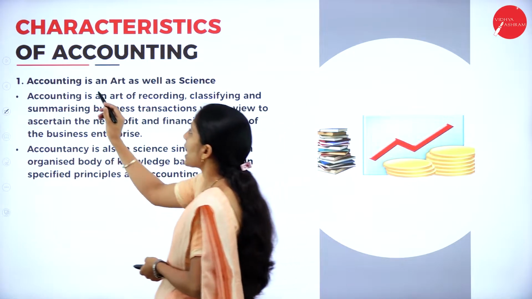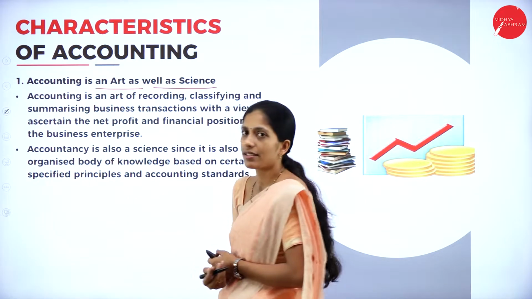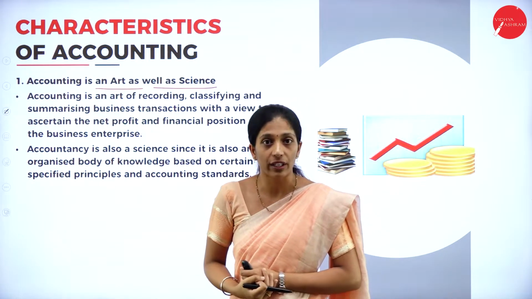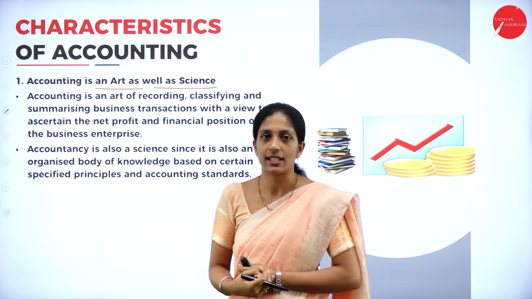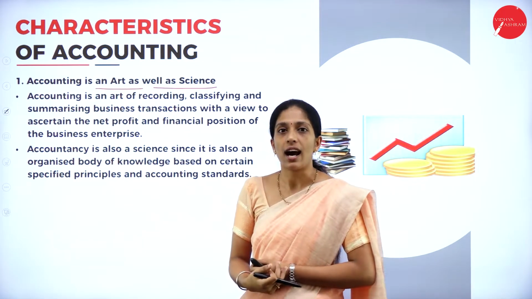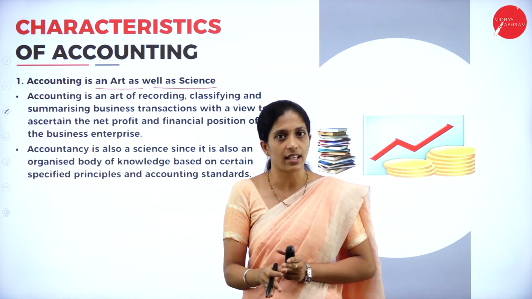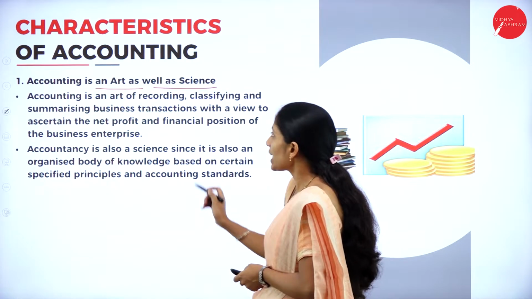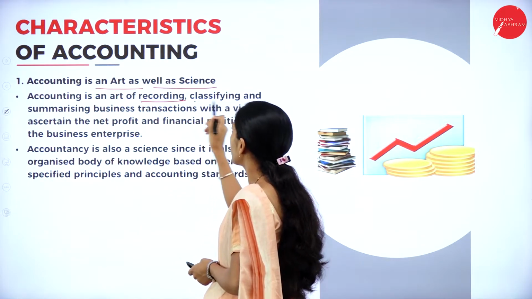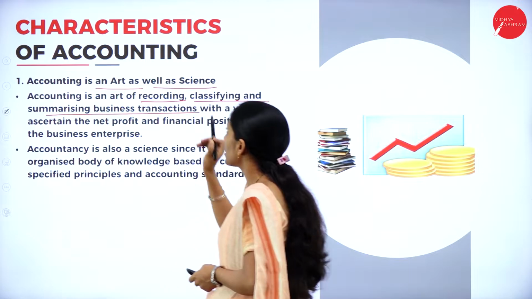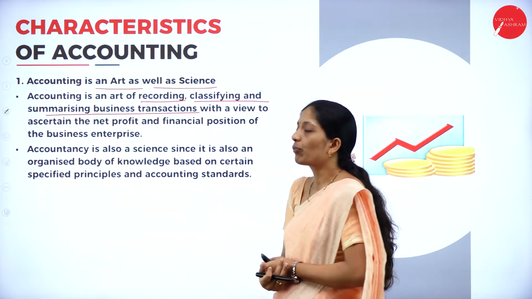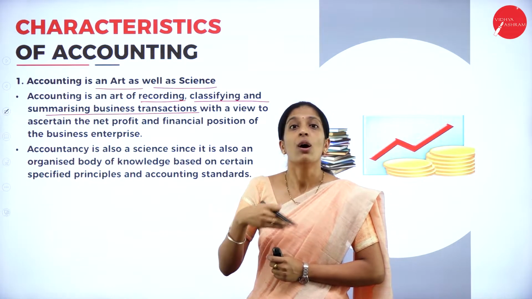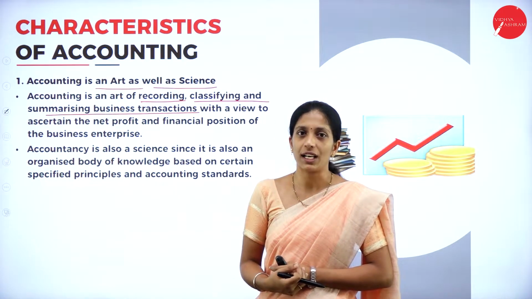The first one is that accounting is an art as well as a science. In our definition, we have learned that accounting is an art of recording, classifying and summarizing. Now, accounting is an art. Let us see why it is considered an art and why it is considered a science. Accounting is an art of recording, classifying and summarizing business transactions with a view to ascertain the net profit or net loss of the organization, or even the financial position of the business.